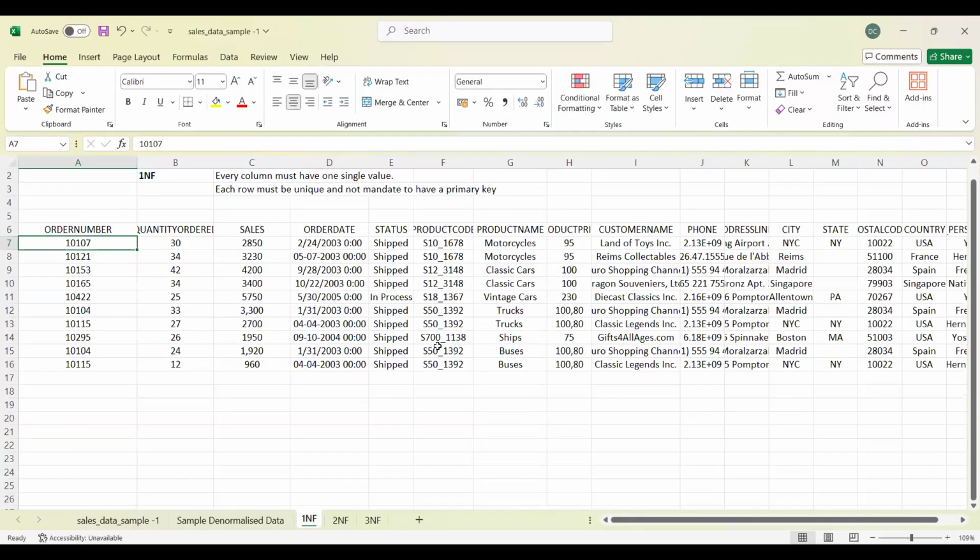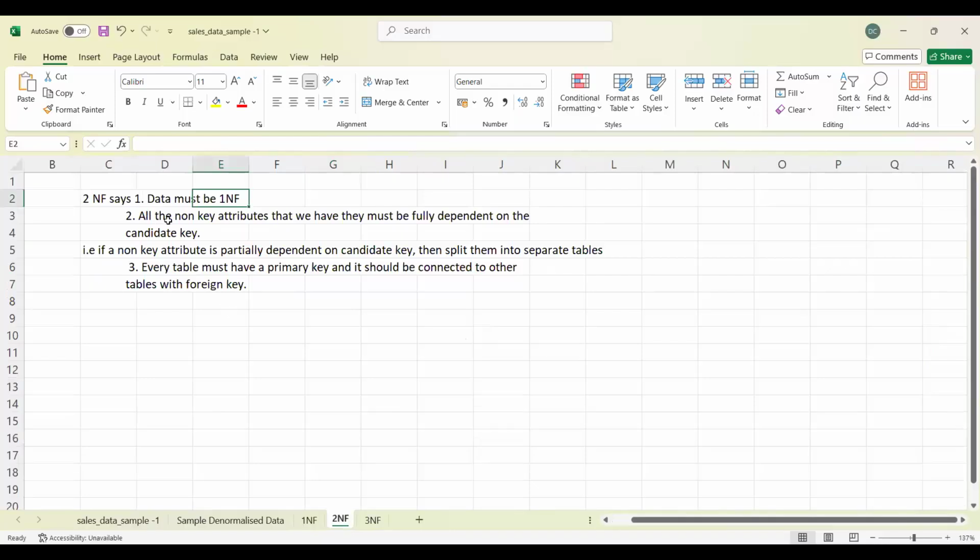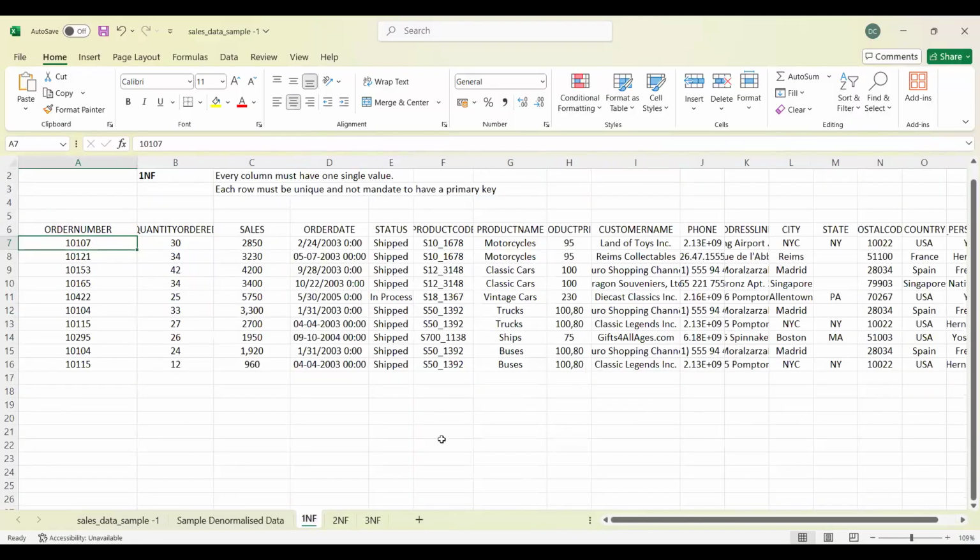As we know, this data is 1NF, so we can work on this data, right? And the second rule is that all the non-key attributes must be fully dependent on the candidate key. Let me explain. What is a candidate key? I already explained: whenever we take a combination of two columns, if those columns act as a primary key, they are called a candidate key.